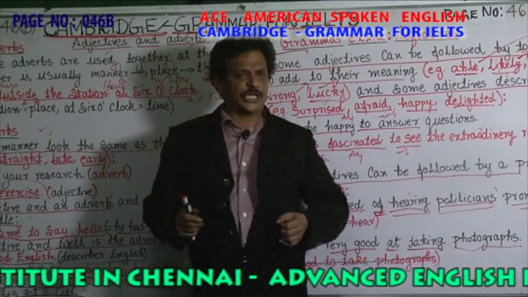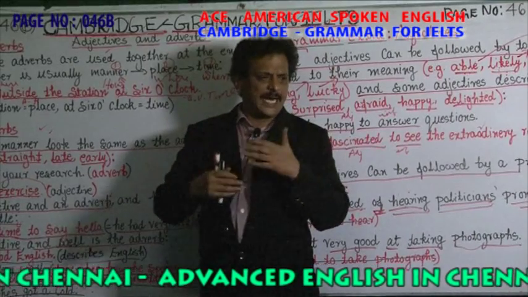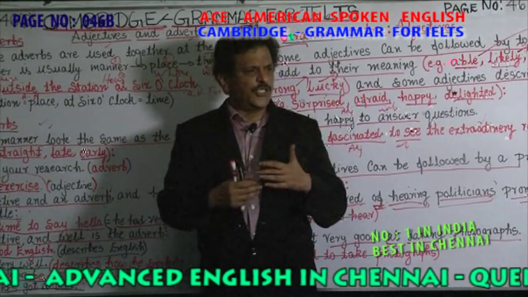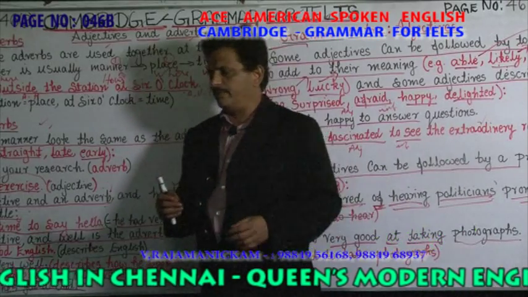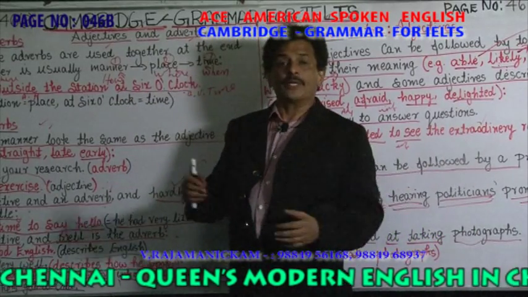What do you mean by adjective? Adjective is adding some meaning to the noun, right? For example, he is a good boy. What sort of a boy he is? He is a good boy.